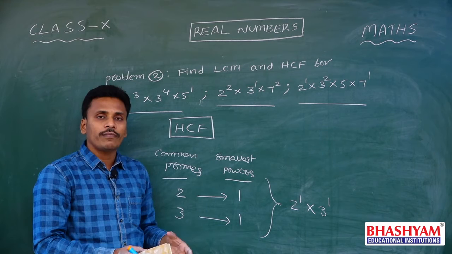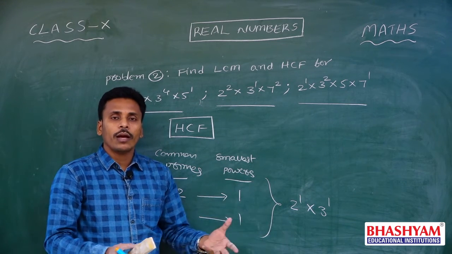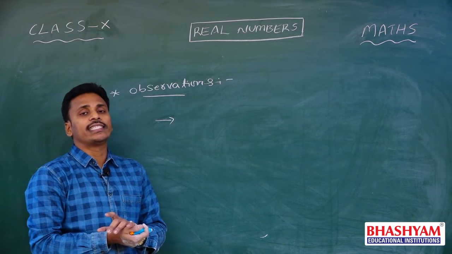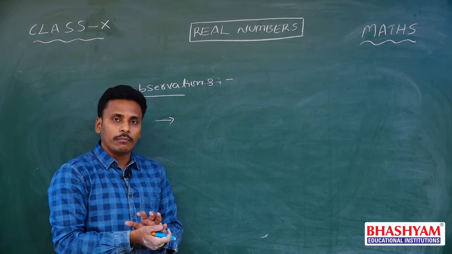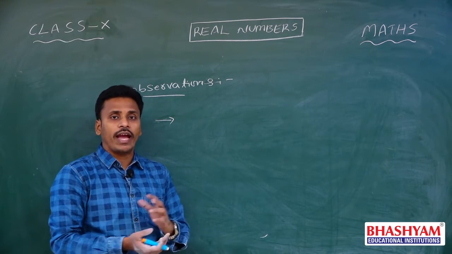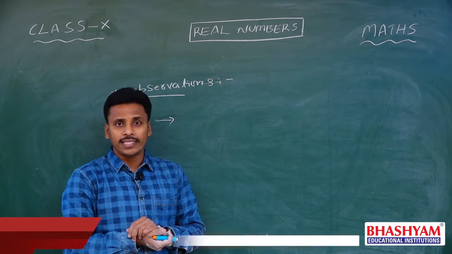So this is the way of finding LCM and HCF of the given numbers using the prime factorization method. We learned the way of finding LCM and HCF for the given numbers using different methods: definition method, division method, prime factorization method. And now let us observe a few things related to the LCM and HCF.